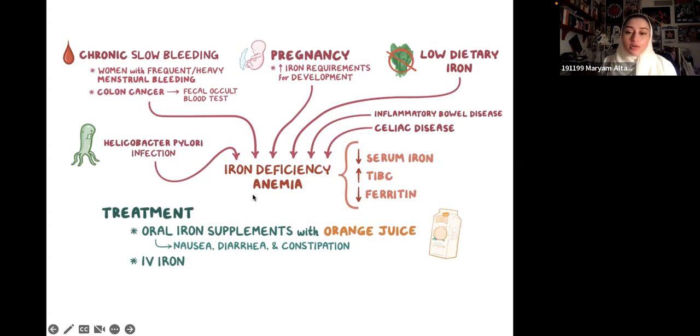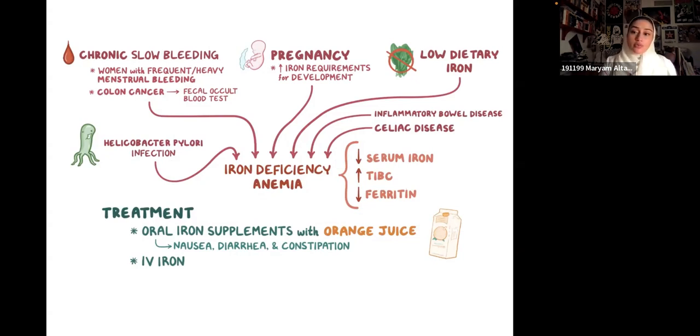So this is just a general overview of iron deficiency anemia. The labs are very important, and I'm going to touch upon them a bit later when we compare them to other types of anemia. But you're going to have low serum iron, okay, increased total iron binding capacity, which is basically your body's way of pushing out more proteins to bind iron, okay, and low ferritin. So ferritin is the storage form of iron.